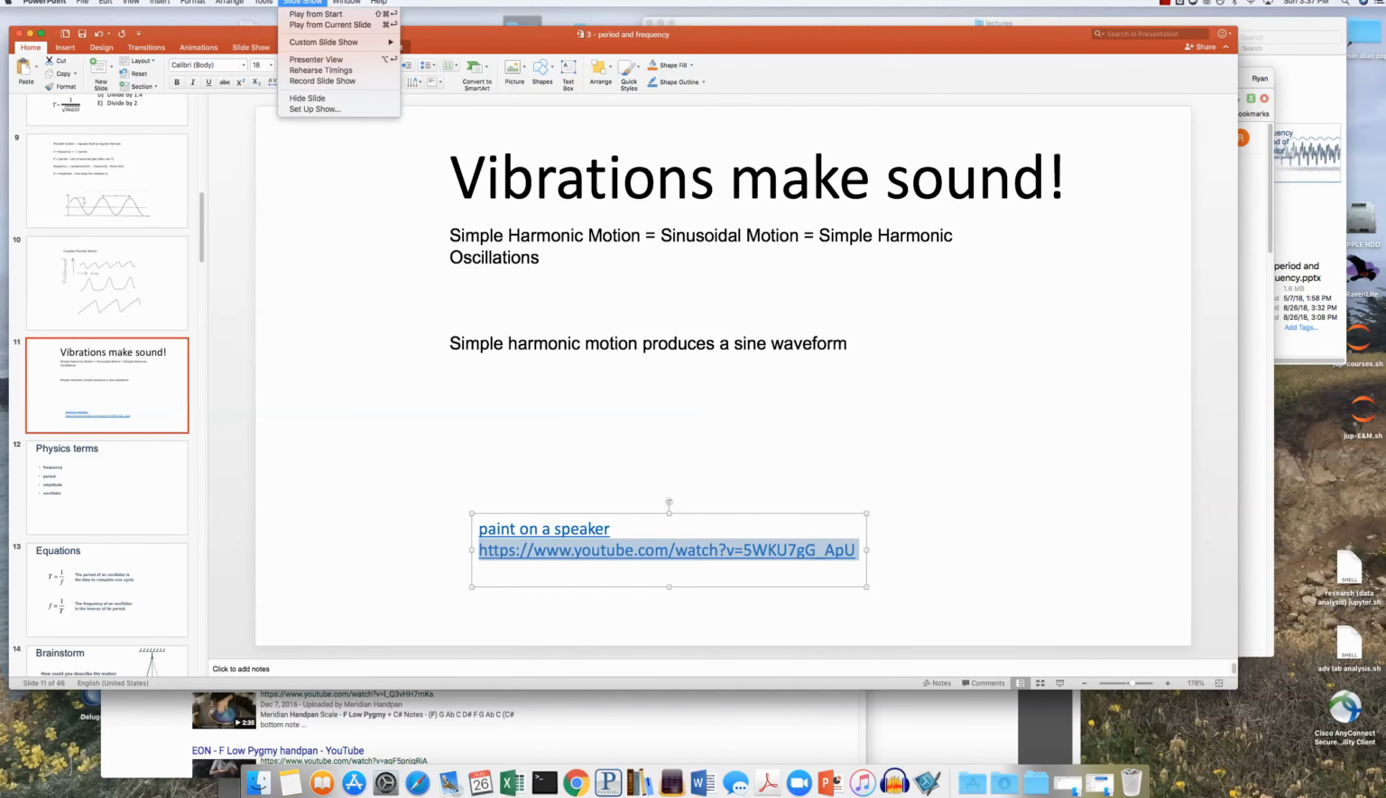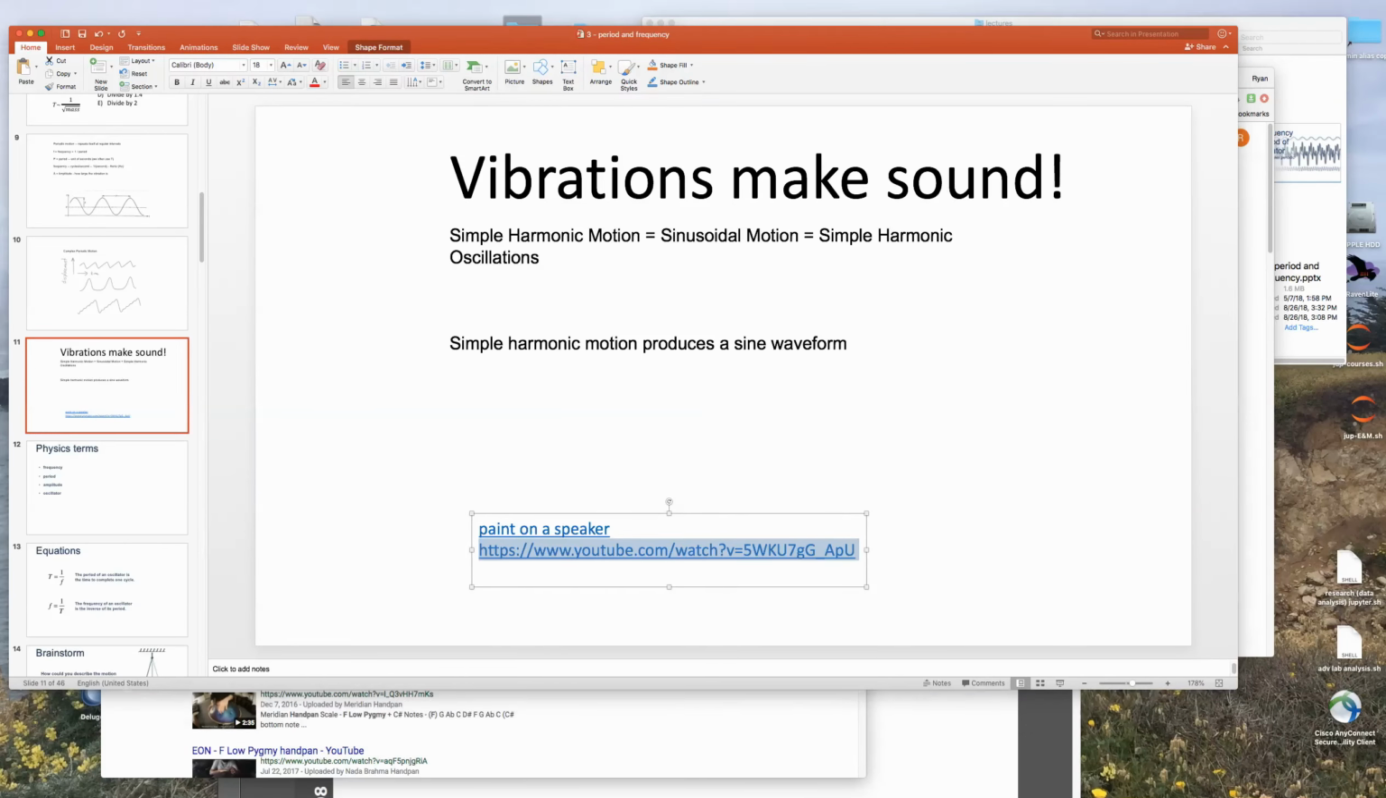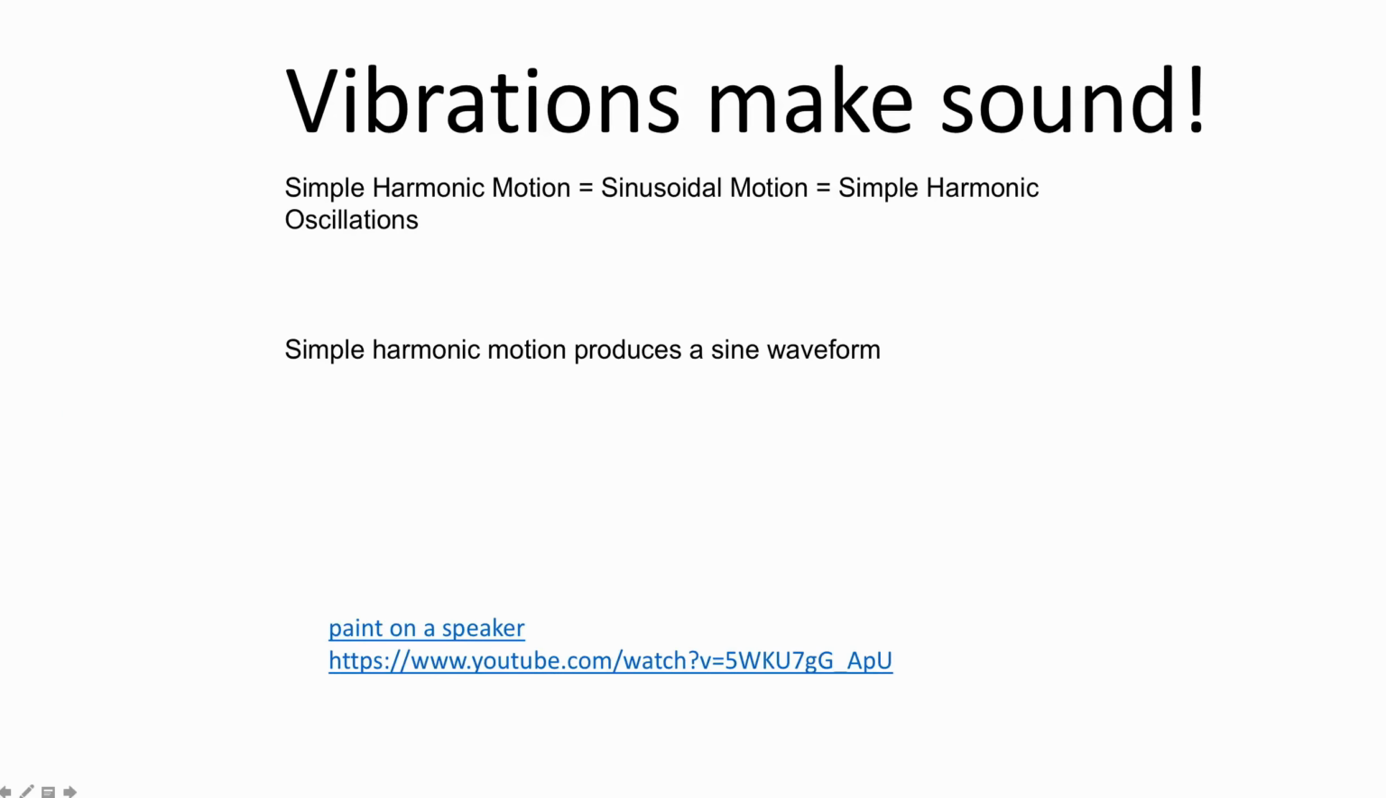So, all right, we're back. We're going to head over to the slides again here. That's the paint on the speaker. Now, why did I show you that? It's because the speaker moves back and forth.